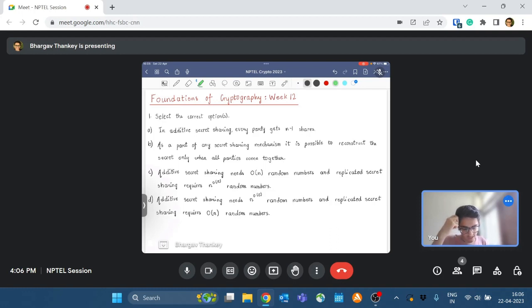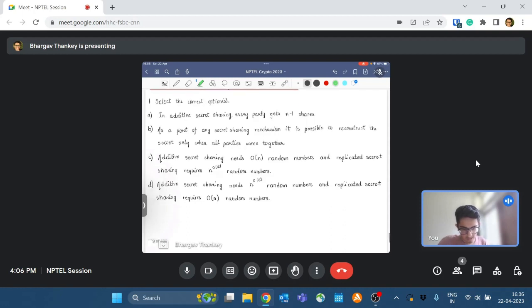Option A is: in additive secret sharing, every party gets n minus 1 shares. Option B is: as a part of any secret sharing mechanism, it is possible to reconstruct the secret only when all parties come together. Option C is: additive secret sharing needs order n random numbers, and replicated secret sharing requires n to the order t random numbers.